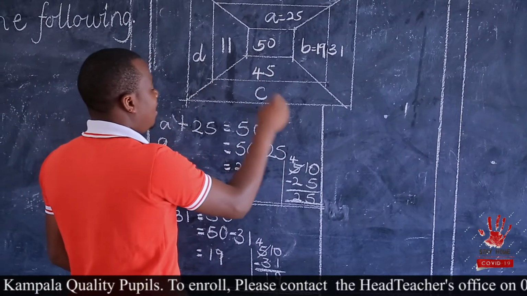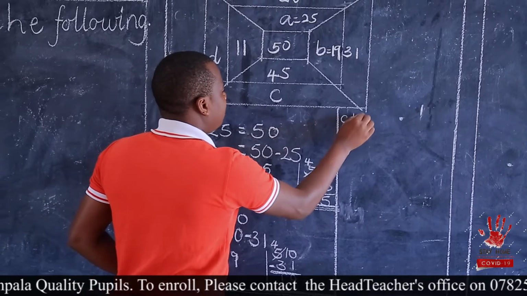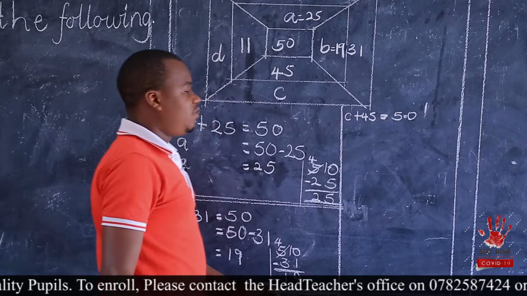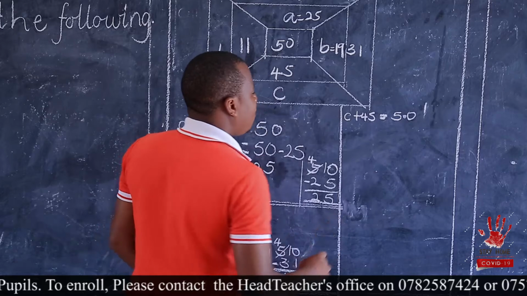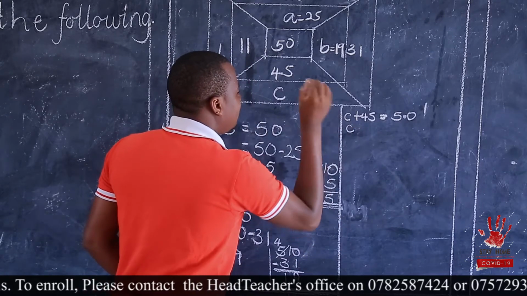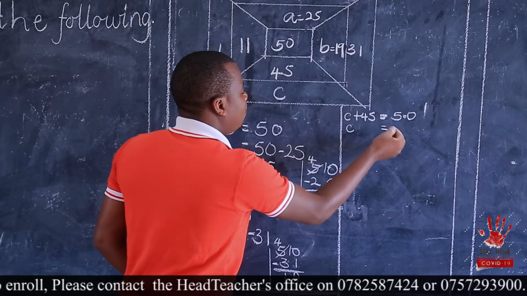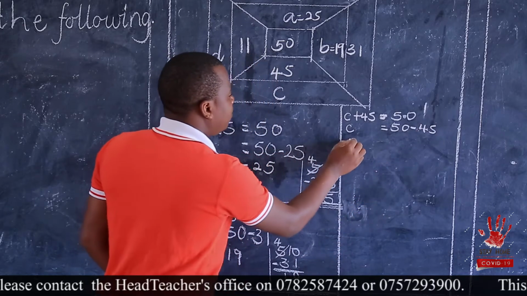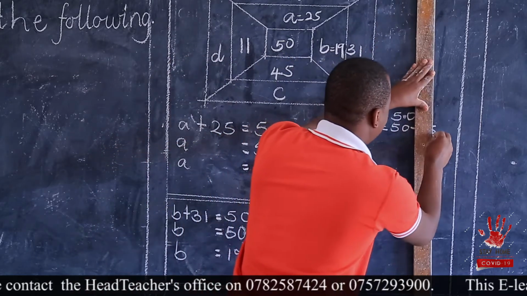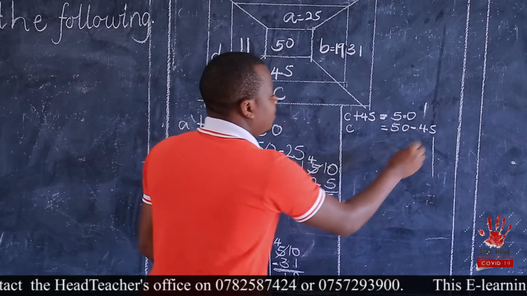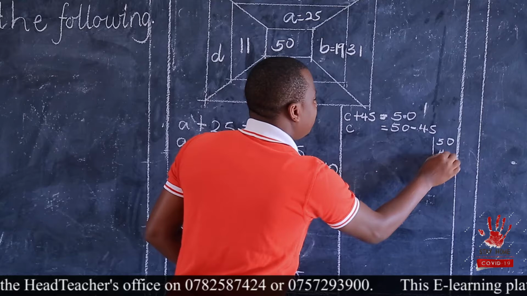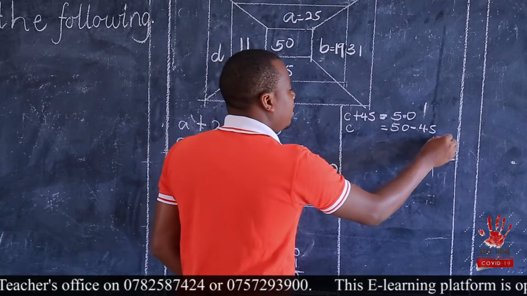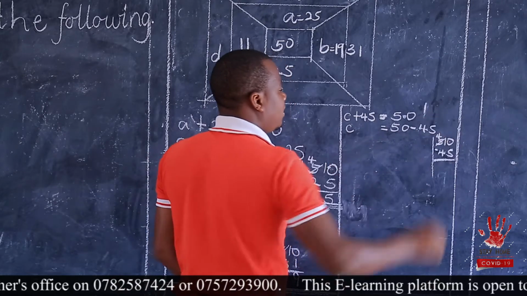So C is here. Then that means we shall have C plus 45 equals the sum at the center, which is 50. Then from there, after forming the equation, we are going to solve very quickly. That is C equals 50 take away 45. Then come and subtract these ones vertically. So I have 50 take away 45. What is 0 take away 5? 0 is small. So we shall regroup this one, remain with 4 and take 10.